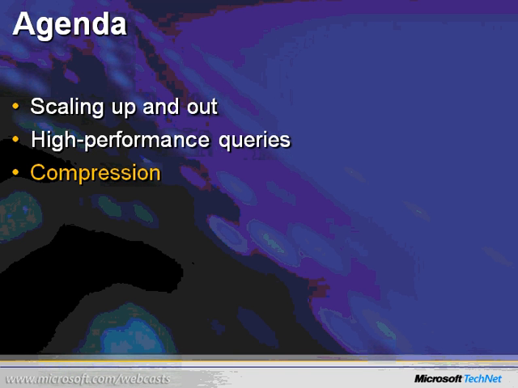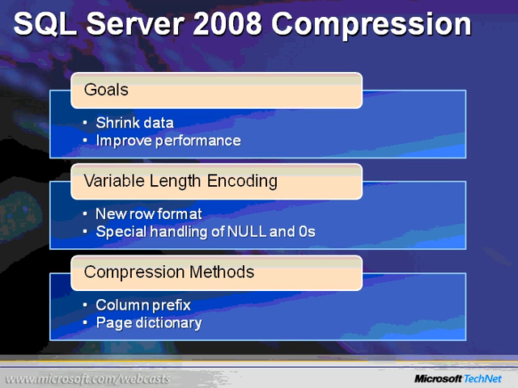Next on our agenda, let's talk about compression. Towards the tail end of this, I have just a few slides, and then we'll be jumping in and doing some things with compression in the demo. So we're going to move to this final section dealing with the different ways that we can use compression within SQL 2008. Compression in SQL 2008 really has two main goals. We want to shrink the data, and then we want to improve performance. So how are we going to do that?